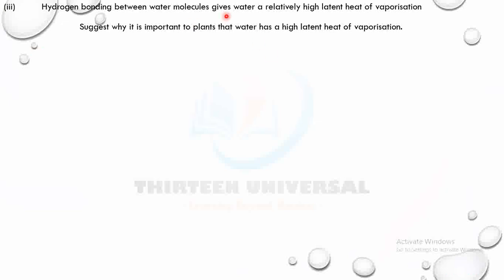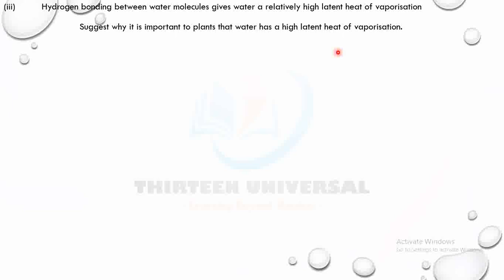Hydrogen bonding between water molecules gives water a relatively high latent heat of vaporization. So why is it important to the plant that water has a high latent heat of vaporization? What is the role? Pause this video and try it. Remember that latent heat of vaporization is the heat that is needed to convert water from liquid to vapor. So that means a lot of heat is needed to convert water from liquid to vapor.